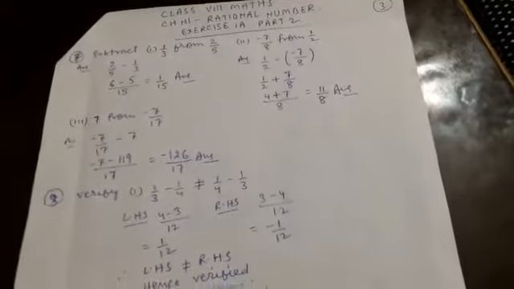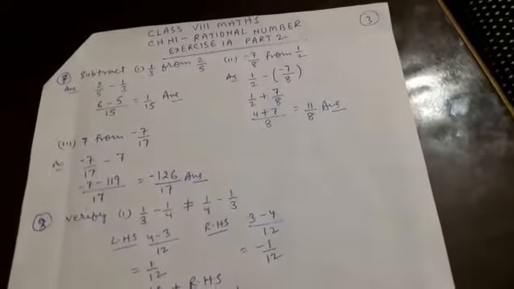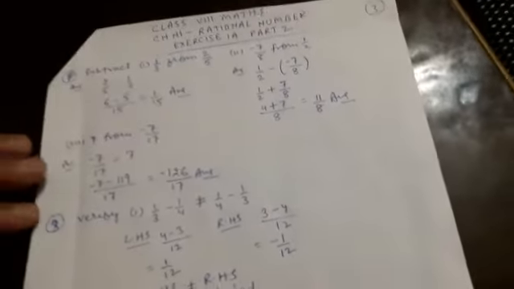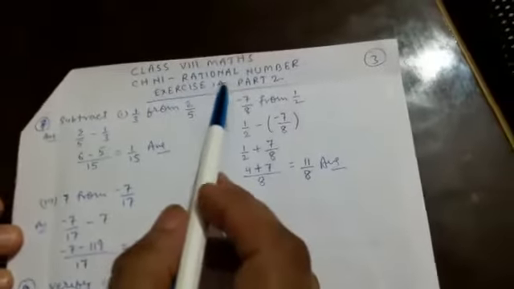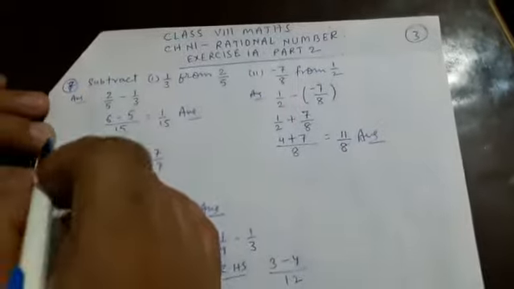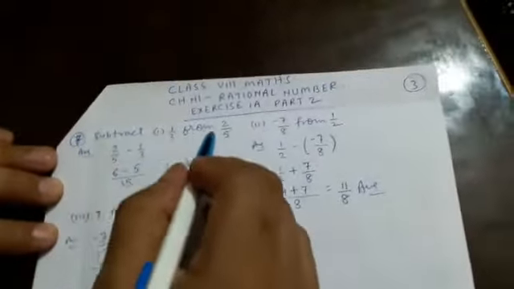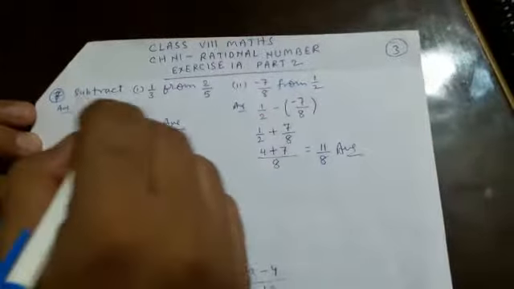In the previous class, we have done exercise 1A till question number 6. Now, let us start the same exercise 1A from question number 7. In this question, subtract 1 by 3 from 2 by 5. Let us see how we will subtract.